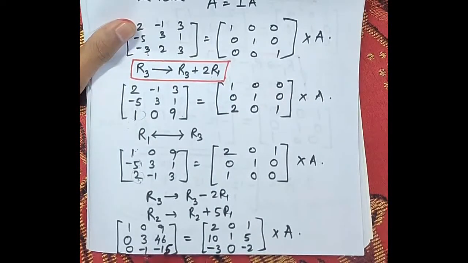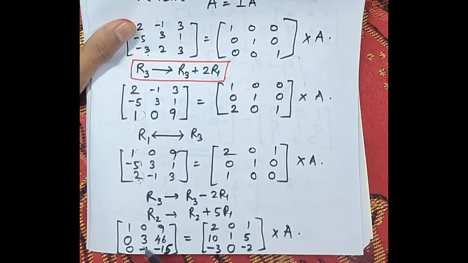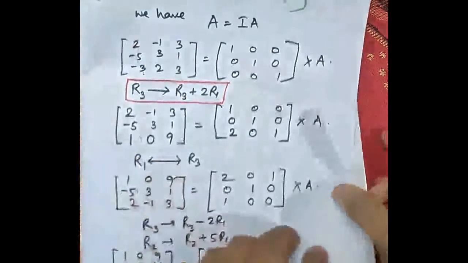So 1 0 0 is already there. Now we have to make either this element into 1 or this element into 0. Whatever is easy, make it like that. I think this will be easier. You can make this one into 1. If you multiply 2 with this row and then add it, it will come 1. So do like that.